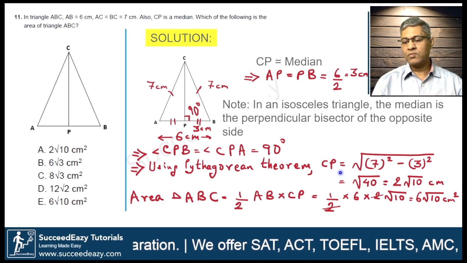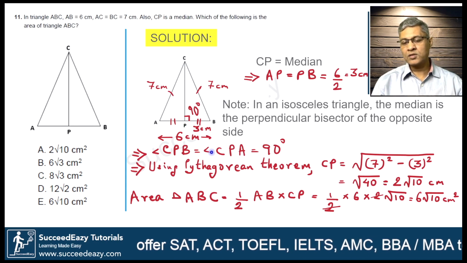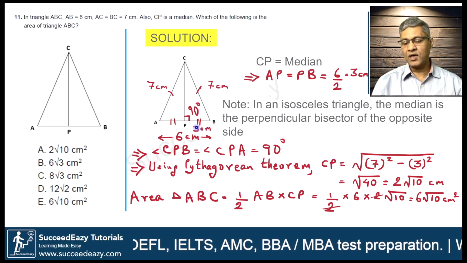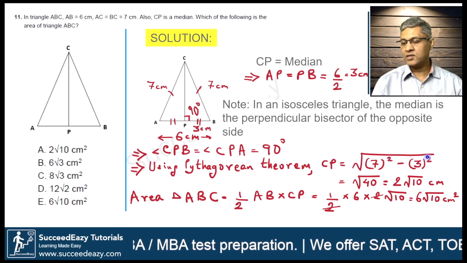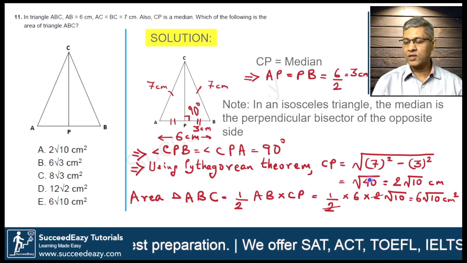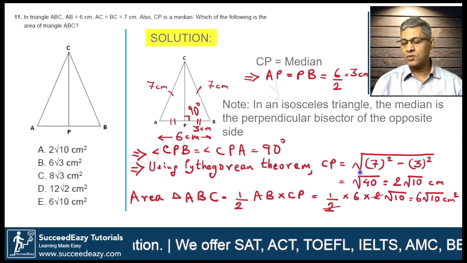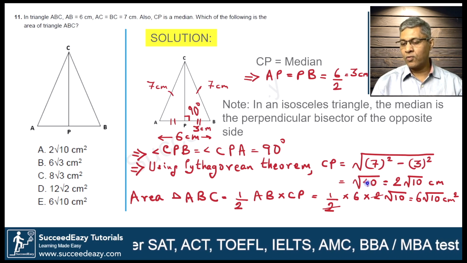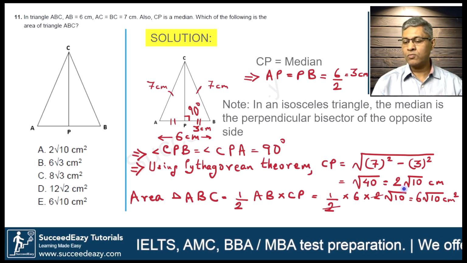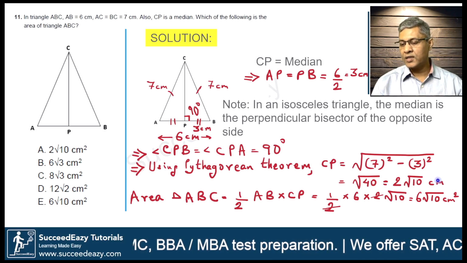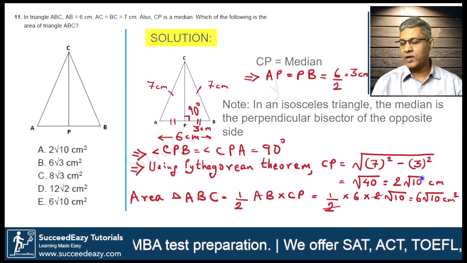In this, CP will be equal to the root of hypotenuse square minus square of the other side length, that is 3 square. So 7 square is 49, 49 minus 3 square, which is 9, 49 minus 9 is 40. So root of 40, that means root of 4 times 10. 4 is inside the radical sign, so when it comes out, it will become 2. What you will be left with? 2 and then square root of 10, or 2 radical 10, right?